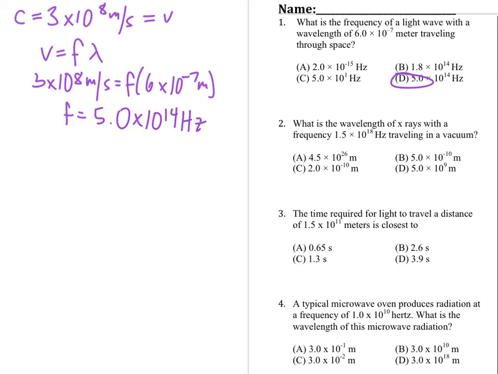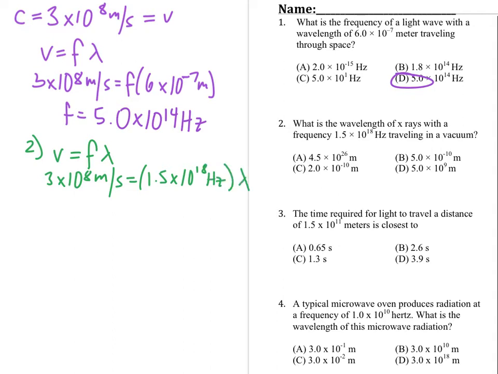Alright, number 2. Wavelength of X-rays with a frequency of that, traveling in a vacuum. Okay, same thing. This time we're looking for lambda. We should get a choice C.